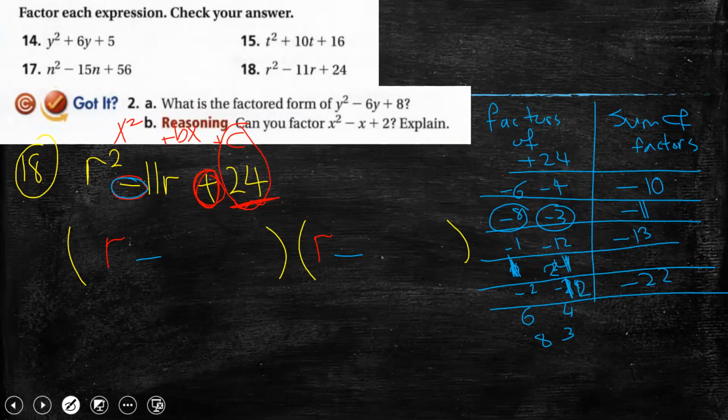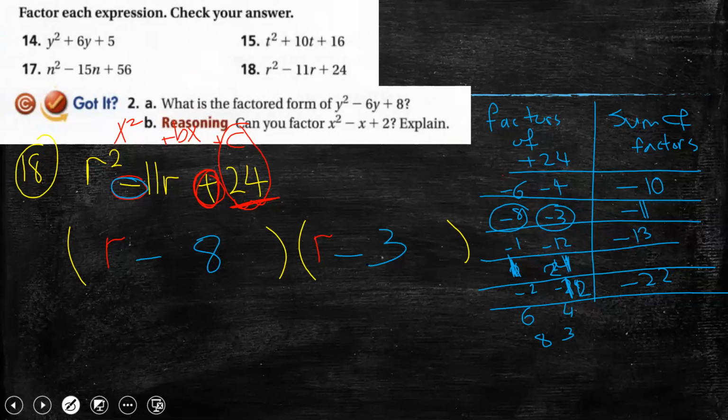Yes. So now we noticed that this pair of factors, negative 8 and negative 3, if you multiply them, you get positive 24, and if you add them, you get negative 11. So I will put negative 8 here and negative 3 here. These are now the factors of r squared minus 11r plus 24.